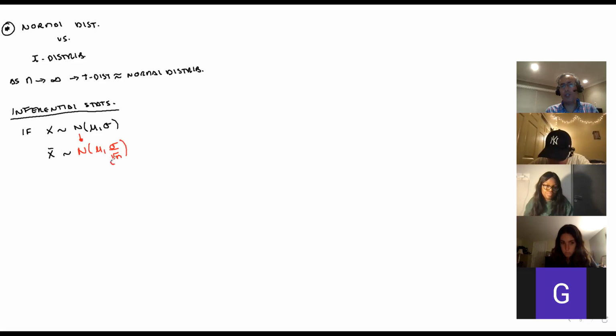So how do we call this one here? This one here is the standard deviation. How do we call this one here? Sigma over square root of n. How do we call it?